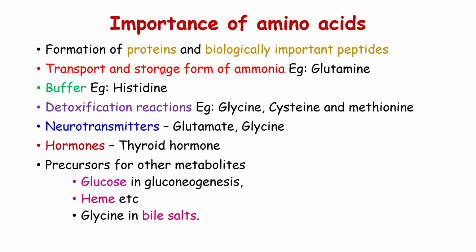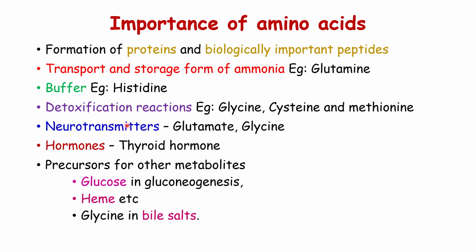Importance of amino acids: they form proteins and biologically important peptides. This is a very important question, often asked in the amino acid chemistry part: name some biologically important peptides. They are involved in transport and storage forms of ammonia, for example glutamine. Buffering activity: as I told in the hemoglobin class, histidine acts as a buffer. Next, detoxification reactions, for example glycine, cysteine and methionine. Neurotransmitters: glutamate and glycine.